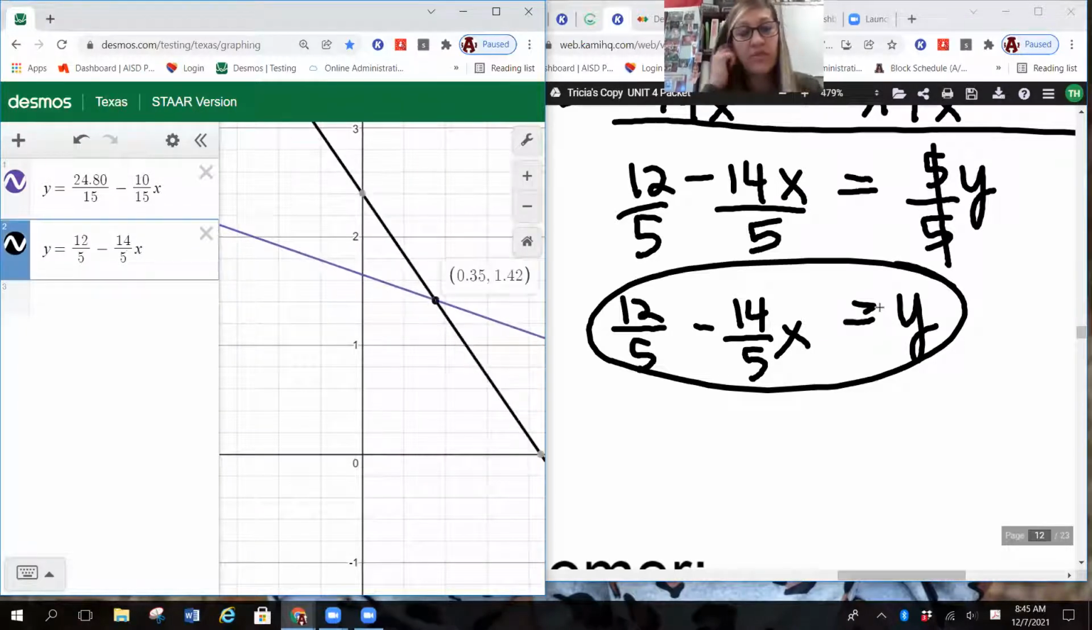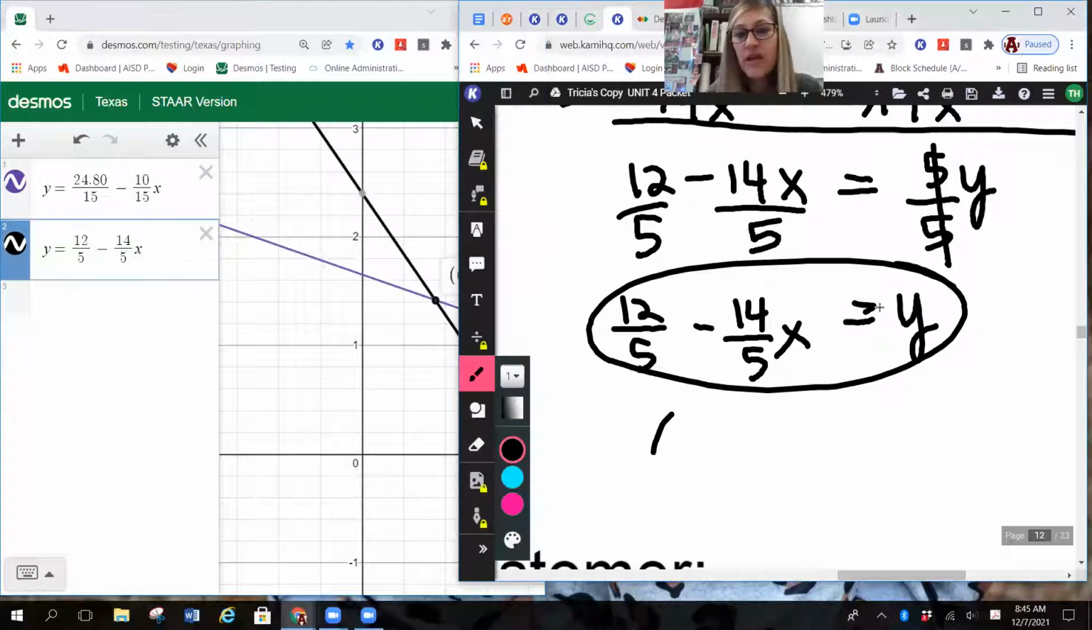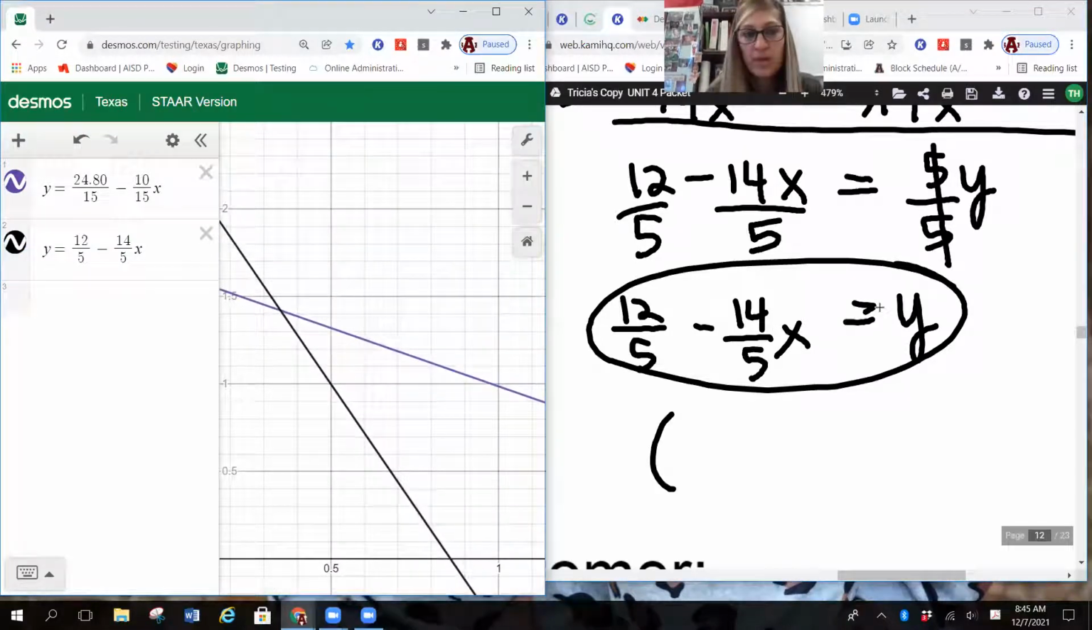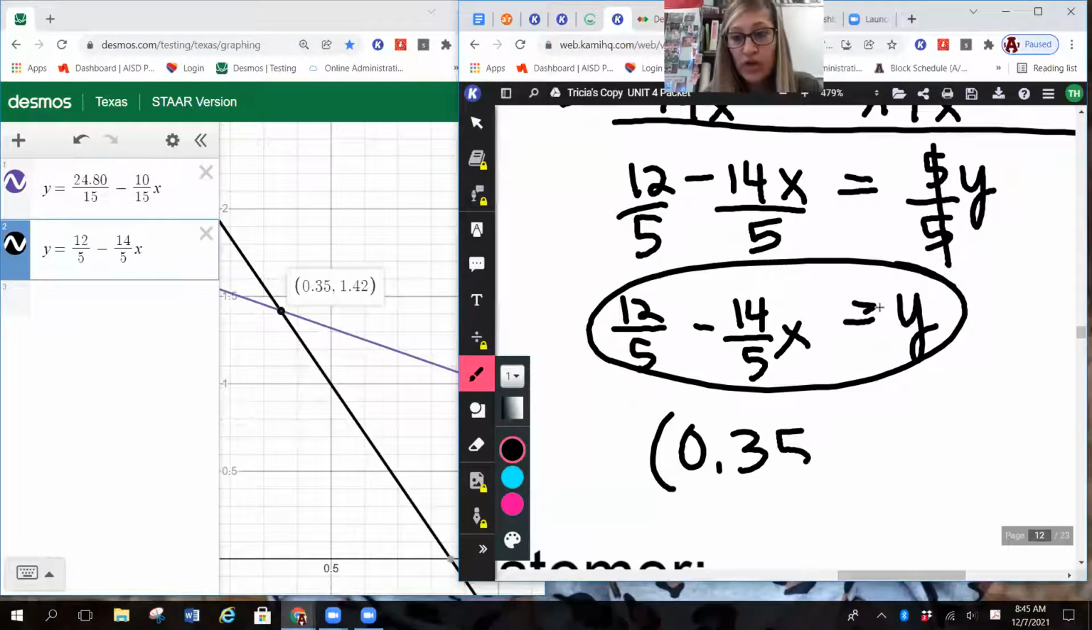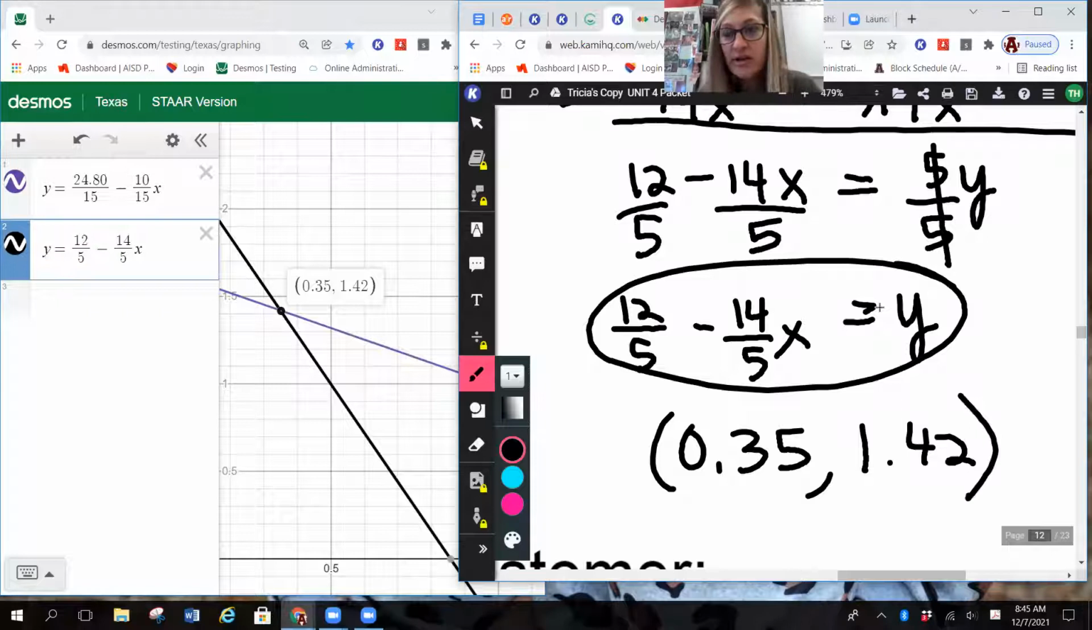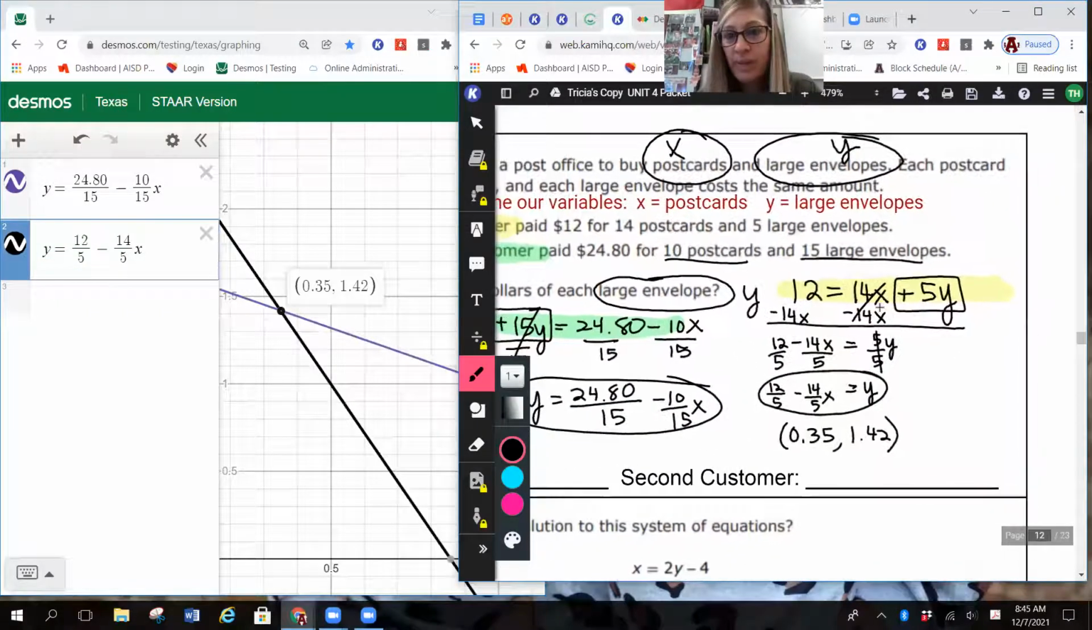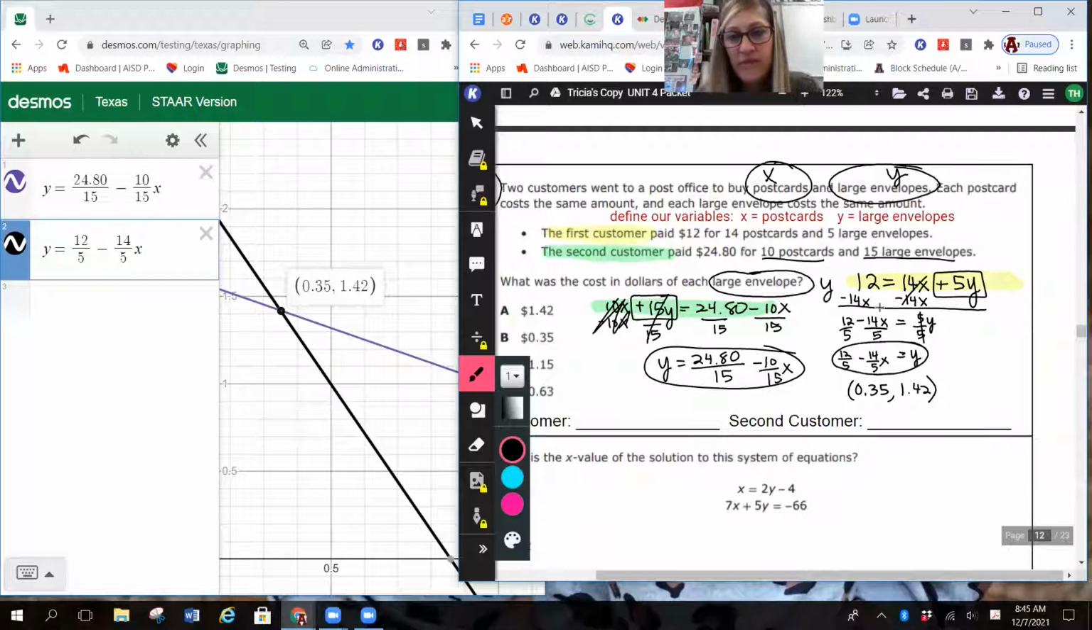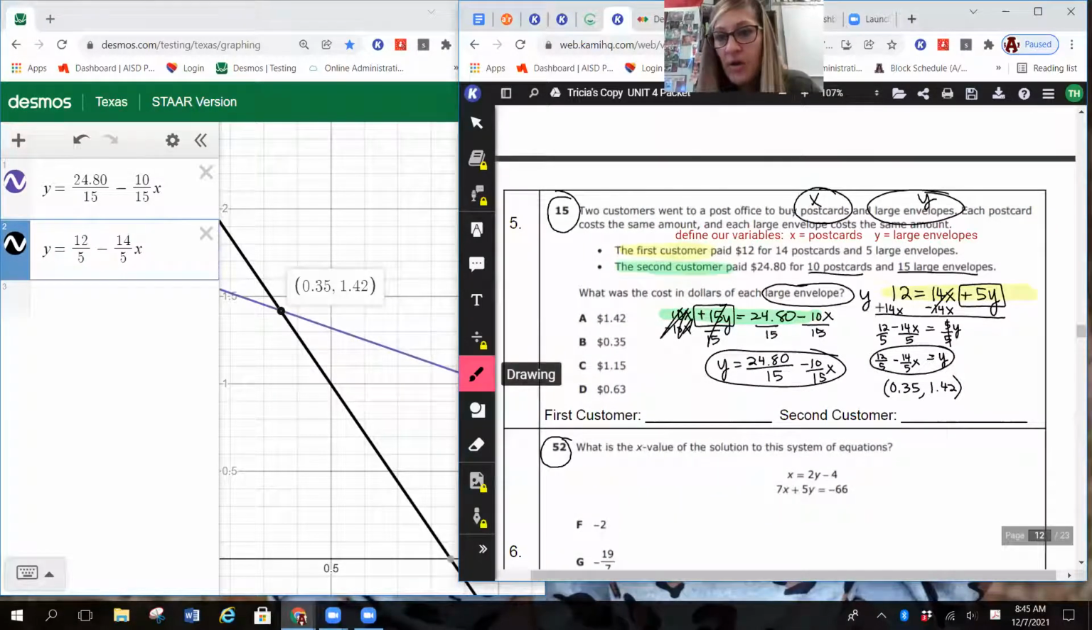In this example, they care about the y-intercept. And remember, y'all, this is money. Money can look freaky like this. This would be 35 cents for the cost of whatever x represented, and $1.42 for the cost of the other. I think that was large envelope and postcard. It makes sense. A postcard's 35 cents. Notice they give you the answer for 35 cents and $1.42. You've got to know which one they care about. They care about the y value. The y value is $1.42. Our answer is A.